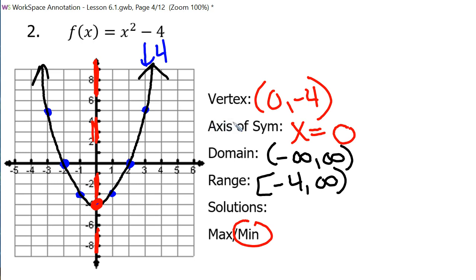And what does the term solutions mean? X-intercept. So negative 2, 2. Yeah, negative 2 and positive 2. On that one, you can write them out separately, or you can write it as x equals plus or minus 2. You can write it separately, or you can do the plus or minus, either one. You can write them as ordered pairs, yeah.